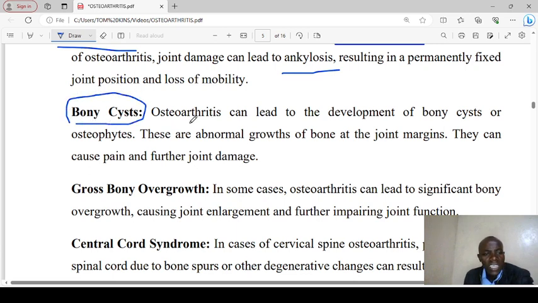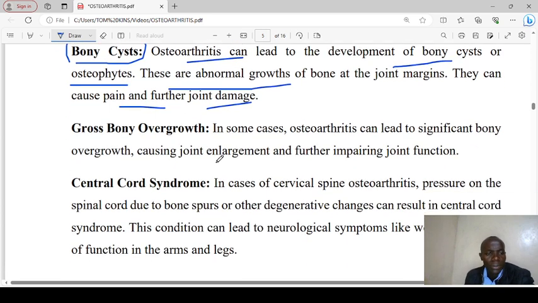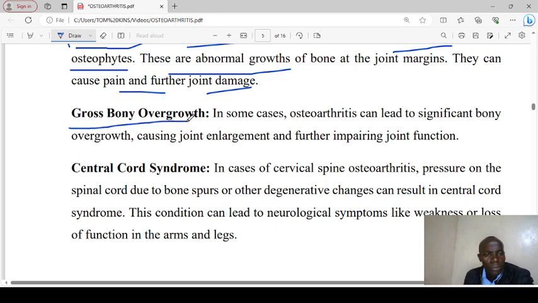Osteoarthritis in stage 3, remember? It can lead to development of bony cysts or osteophytes. These abnormal growths of bone at the joint margins can cause pain because of encroachment on nearby nerves, limiting movement and further damaging the bone. We also have gross bone overgrowth.